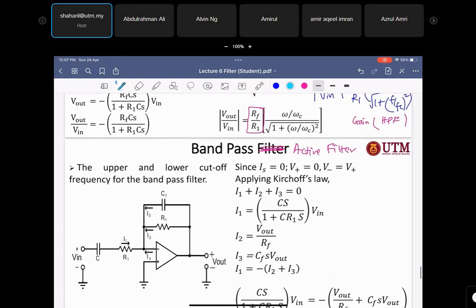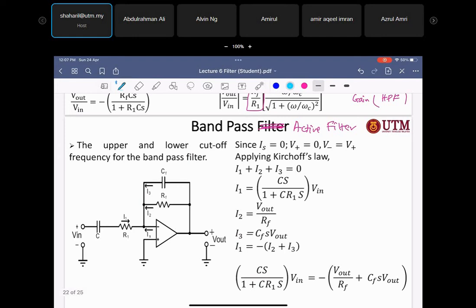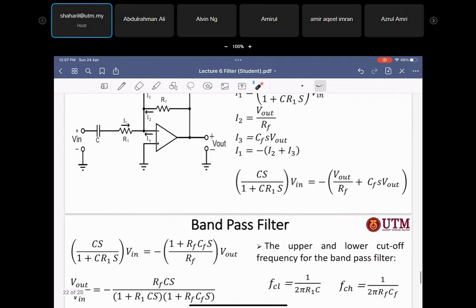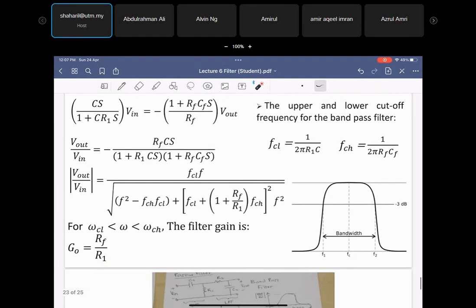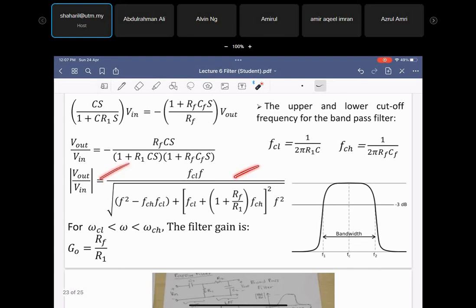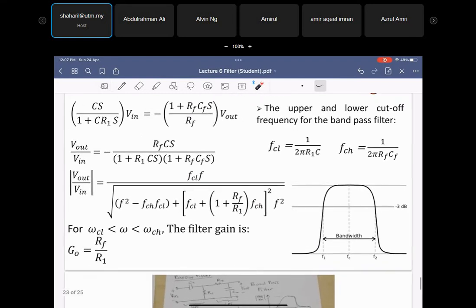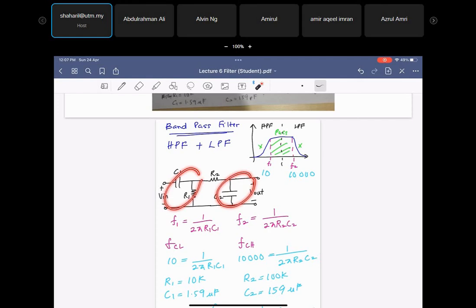So the band pass active filter is a combination between the high pass filter and the low pass filter. If you look at this, it will be the high pass filter, the low pass filter, and a combination with the inverting amplifier, right? And then the calculation will be too long, and then you will get this formula. But normally we don't ask you about how to derive all this formula. We will ask you about the basic thing, the high pass and also the low pass.